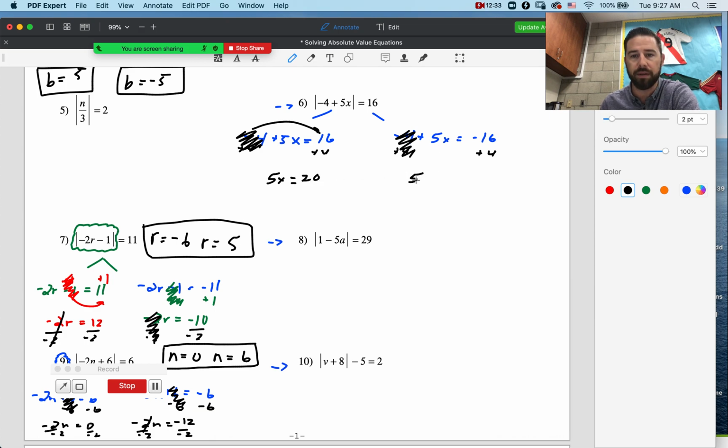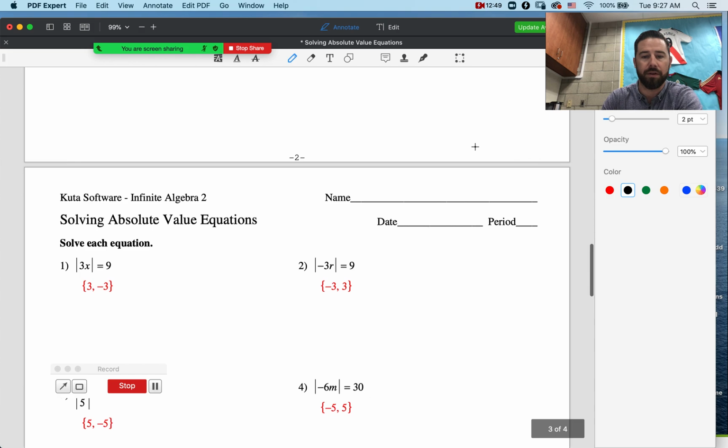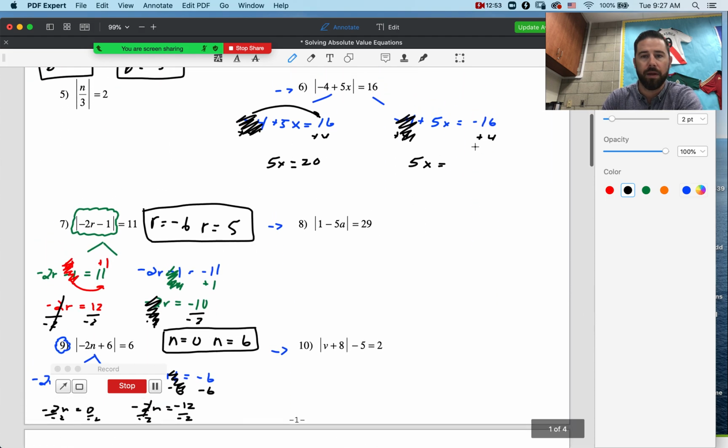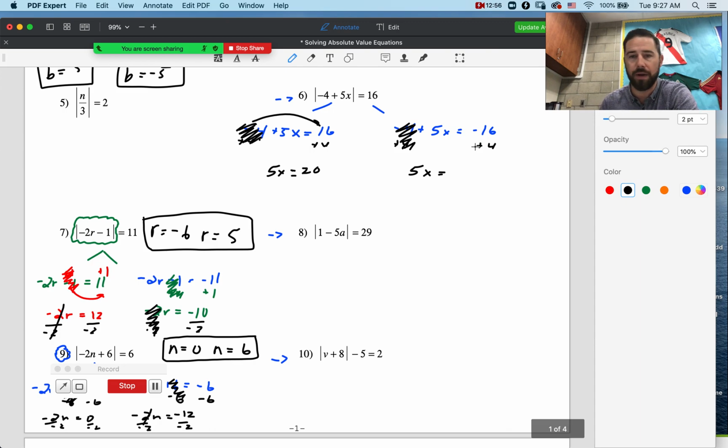And then over here we get something different. 5x equals, wow, is this guy going to be a fraction? He might. Negative 16 plus 4. I didn't know there was going to be fractions on here. Let me check and see if there's fractions down here. Oh, there is. Okay, so I'm not tripping. Yeah, we need to start getting familiar with fractions anyway. Okay, so what is this? Negative 12?